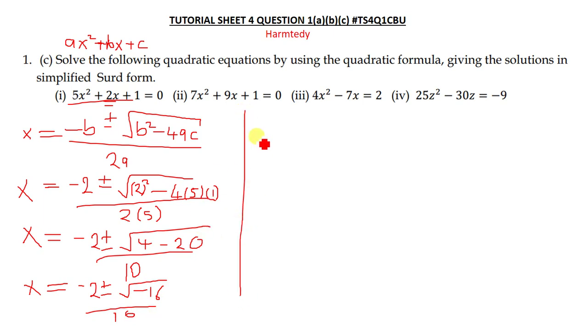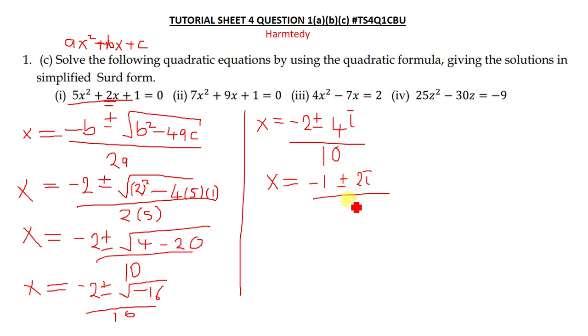So when you simplify that, you get your value of x being equal to negative 2 plus or minus the square root of negative 16, which is just 4i if you have done complex numbers, then everything over 10. So you can simplify this further by saying the value of x is negative 1 plus or minus 2i over 5. We just divided everything by 2. That is the solution for that equation. So let's quickly move on to the next question.